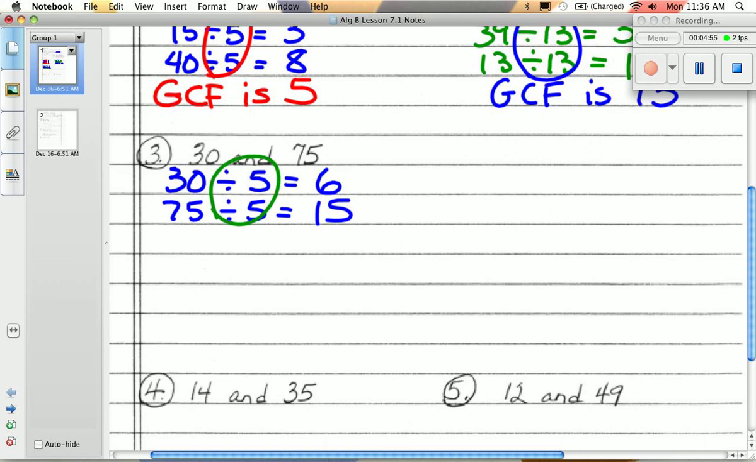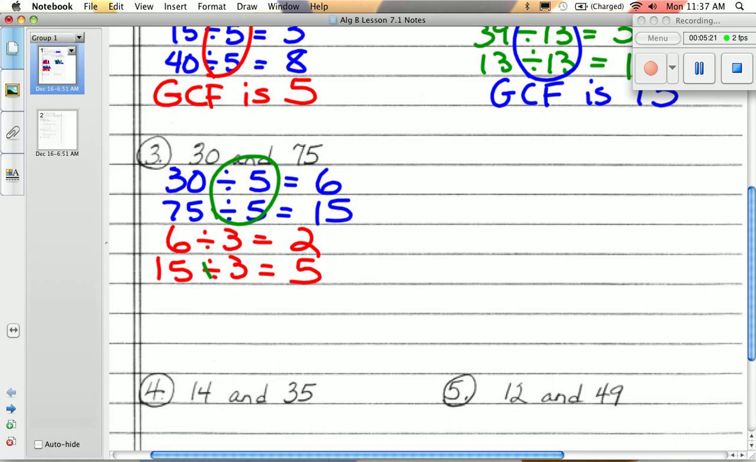Is that our GCF? No. Why not? 3 can go into 6 and 15. Yeah, 6 and 15 are still both divisible by something larger than 1. So now we have to go on and say, okay, 6 can be divided by 3, and that is 2. And 15 can be divided by 3, and that is 5.